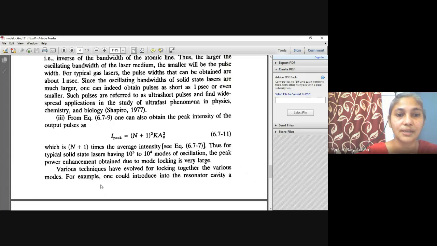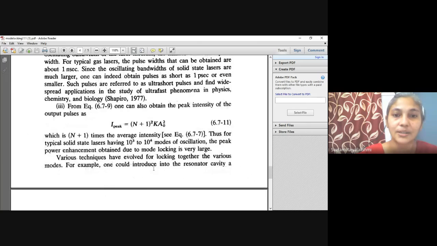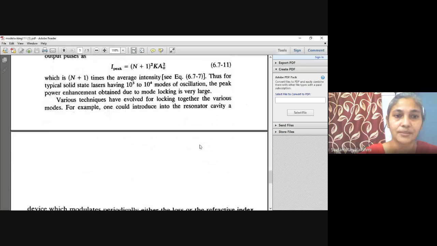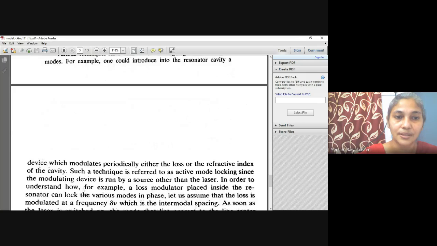If we introduce a device into the resonator cavity which periodically modulates either the loss or the refractive index of the cavity, such a technique is referred to as active mode locking, since the modulating device is run by a source other than the laser.